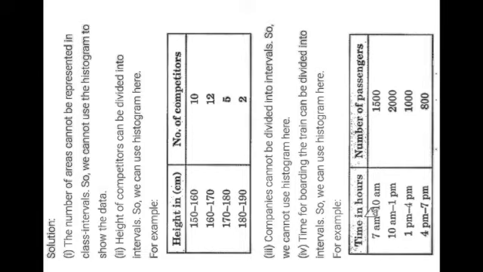For example, it is given time in hours: 7 am to 10 am, 10 am to 1 pm, 1 pm to 4 pm, 4 pm to 7 pm. So the number of passengers can be given. The number of passengers is given here, so we can use a histogram. We can draw the histogram for the given data.